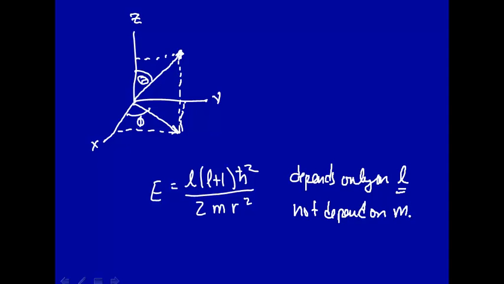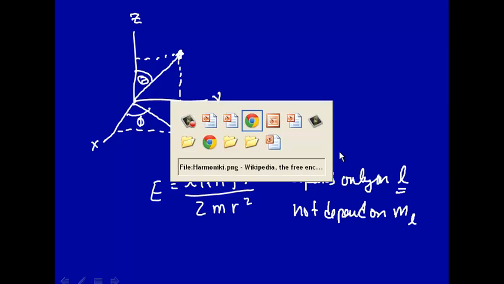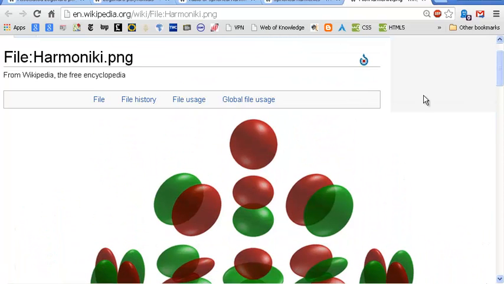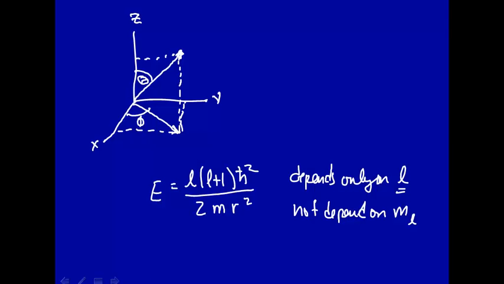Does not depend on m sub L. So if we look at those spherical harmonics, all the ones with L constant have the same energy. So for L equals 0, there's no degeneracy, but for L equal 1, it's threefold degenerate because there are three values of m sub L that all have the same energy. Remember, m sub L can go from minus L to plus L in integer steps. So if L is equal to 1, m sub L can go from minus 1 through 0 and plus 1. All of those have the same energy, and so on.